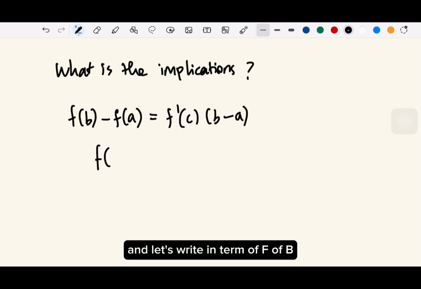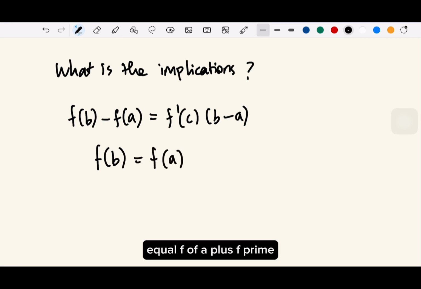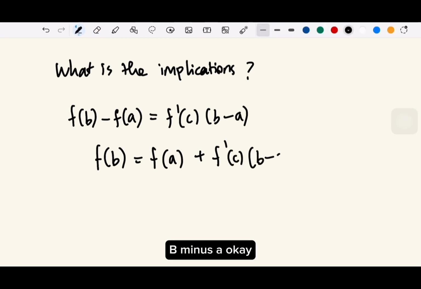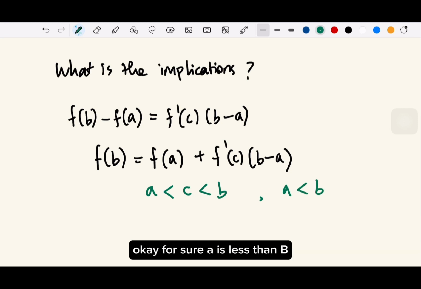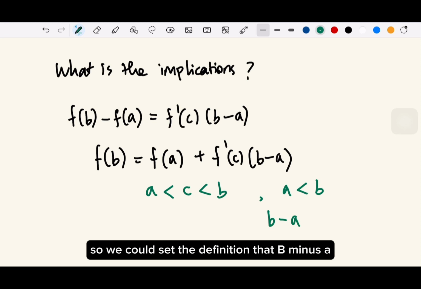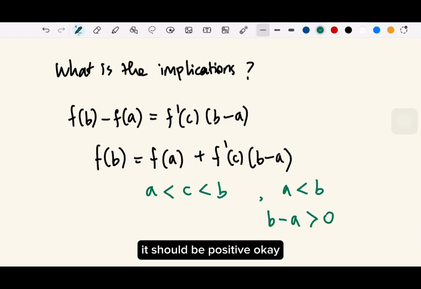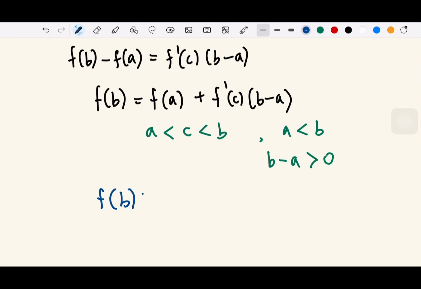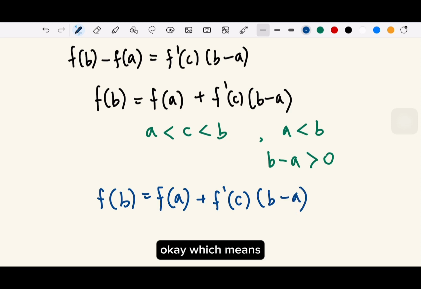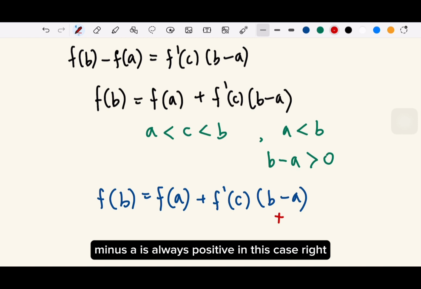Let's write it in terms of f(b): f(b) equals f(a) plus f prime of c times (b minus a). Let's set up that the interval is from a to b, and c is in between a and b. We know for sure that a is less than b, so b minus a is positive. Let's write the same formula again here. So b minus a is always positive in this case.